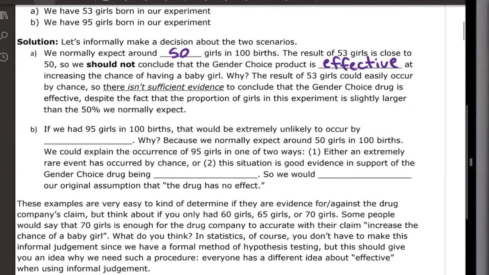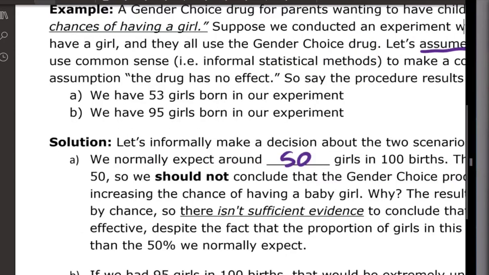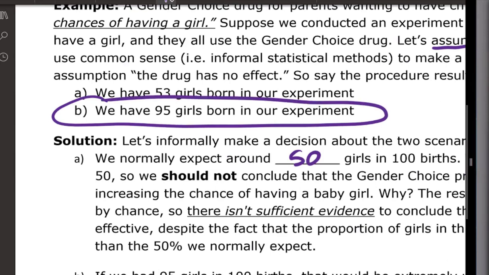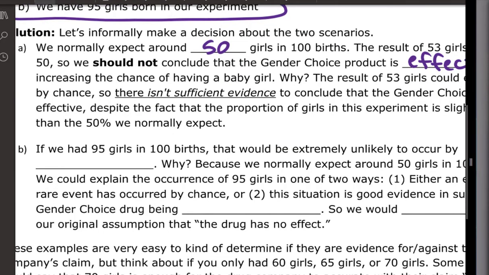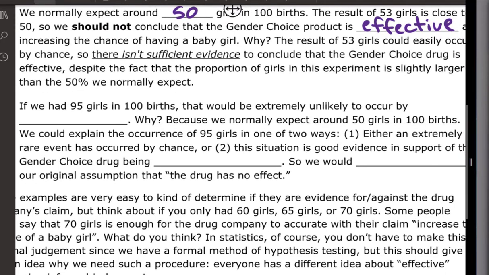Now, let's say we did a different experiment, experiment B right here. Let's say we gave our 100 people the drug, and we ended up getting 95 girls born in the 100 children that we had. What would you think about the drug's claim to fame there? Well, if we ended up having 95 girls in 100 births, that would be extremely unlikely to occur by chance. So you're probably not going to have that happen by chance. Why? Well, you normally expect about 50, and 95 is so far away from that.